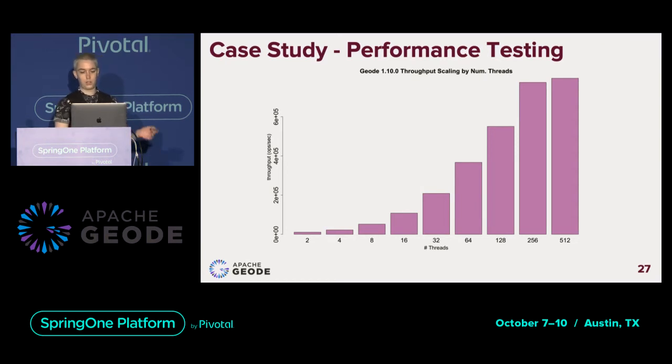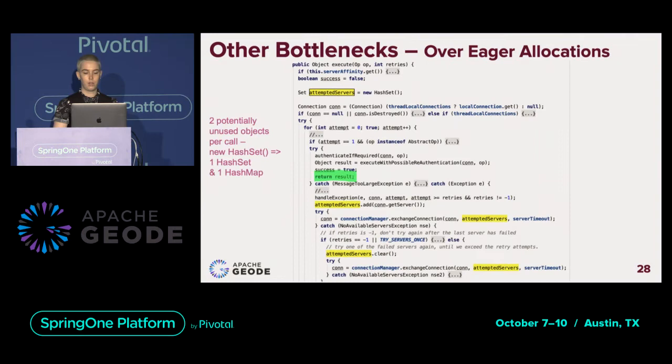And this is for Geode 1.10, which actually includes a few other small refactors as well, which gave us some great performance improvements in addition to this really big connection pool refactor. And with that, I want to move on to some other types of bottlenecks, starting with overeager allocations.